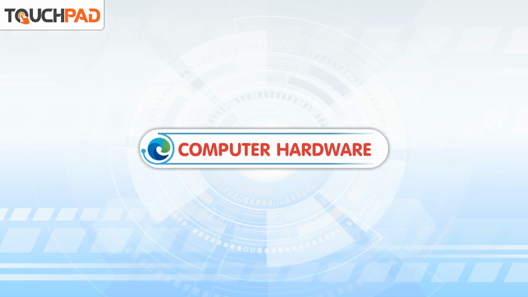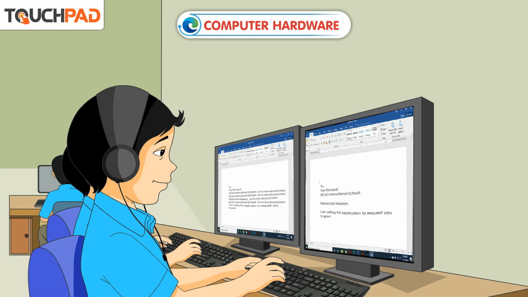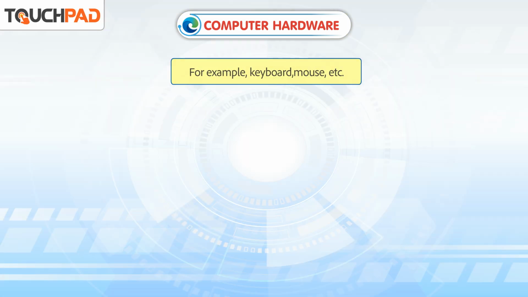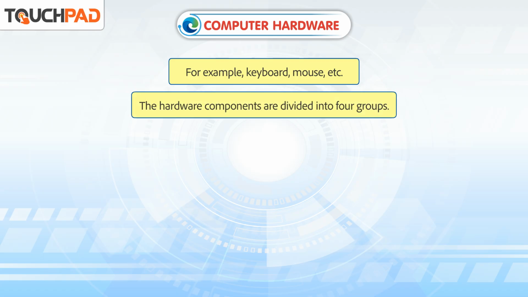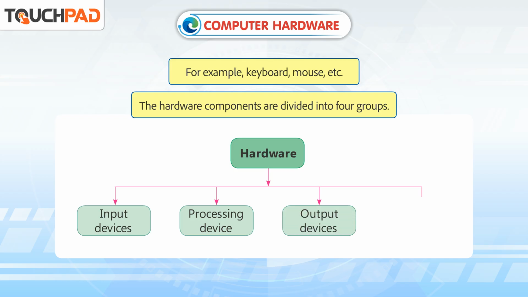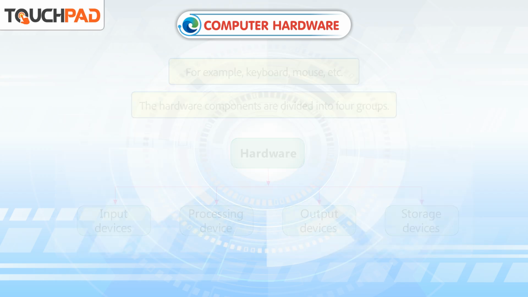Computer hardware. The parts of a computer that we can see and touch are called hardware. All input, processing, output, and storage devices form the hardware components of a computer system. For example, keyboard, mouse, etc. The hardware components are divided into 4 groups: input devices, processing device, output devices, storage devices.